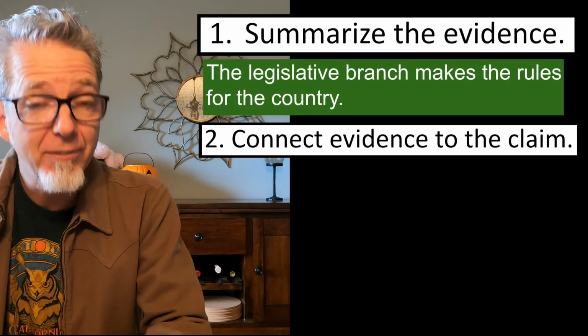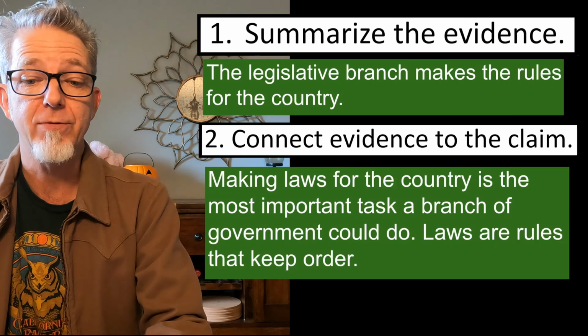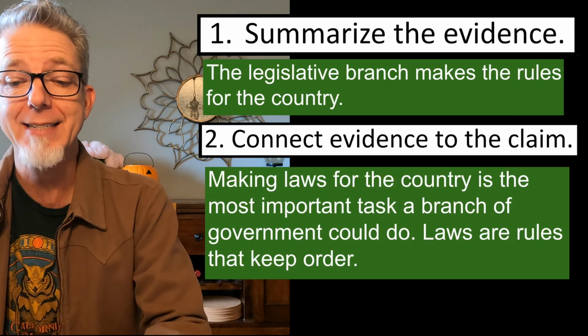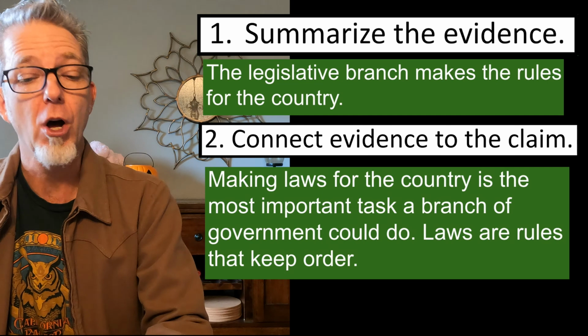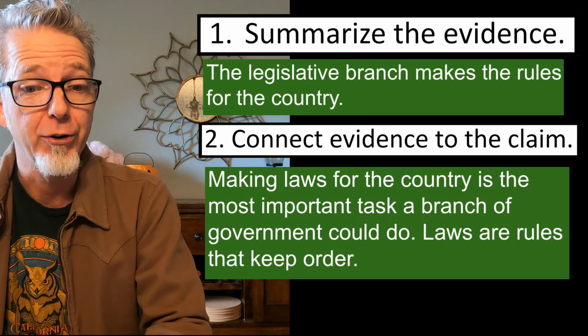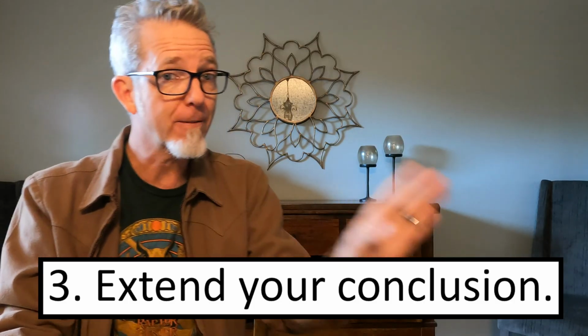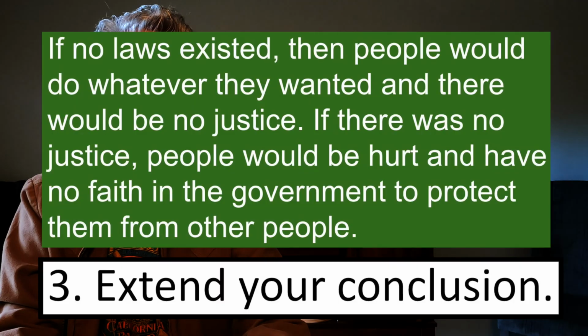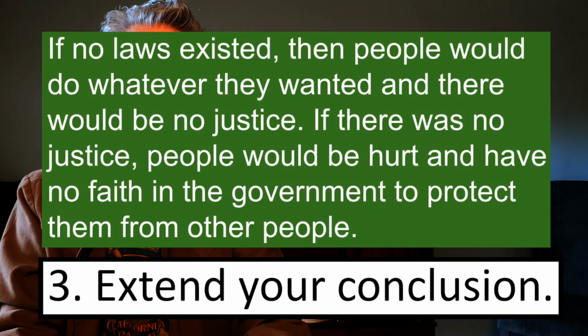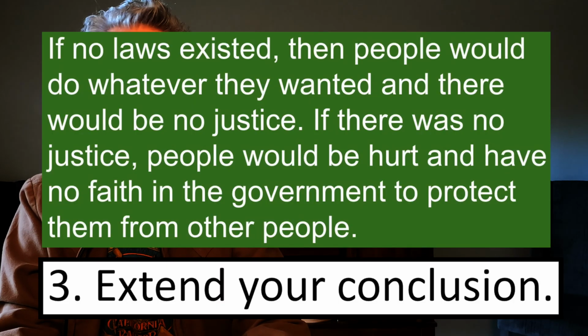Then I connect the evidence to the claim. Making laws for the country is the most important task a branch of government could do. Laws are rules that keep order. Then you extend the analysis, take it further. If no laws existed, then people would do whatever they wanted and there would be no justice. If there was no justice, people would get hurt and have no faith in the government to protect them from other people. Do you see how it's extended?